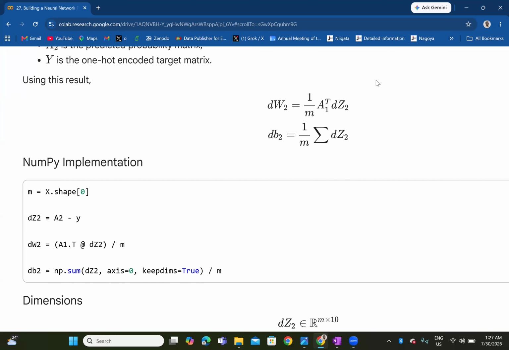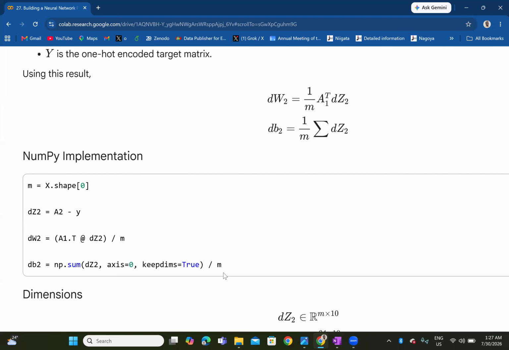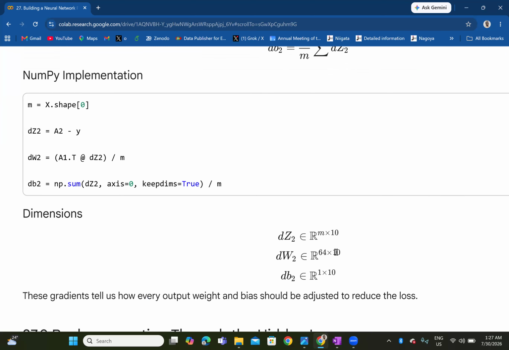So dW2 is a1 transpose dot dz2, divided by the number of samples, and then db2 is the sum of dz2, the derivatives of z2, along axis 0, you keep dimensions to be true and divide by m. In this case, the dimensions are: dz2 is m by 10, dW2 is 64 by 10, and db2 is 1 by 10 at the end of the day. So these gradients tell us how every output weight and bias should be adjusted to reduce the loss.